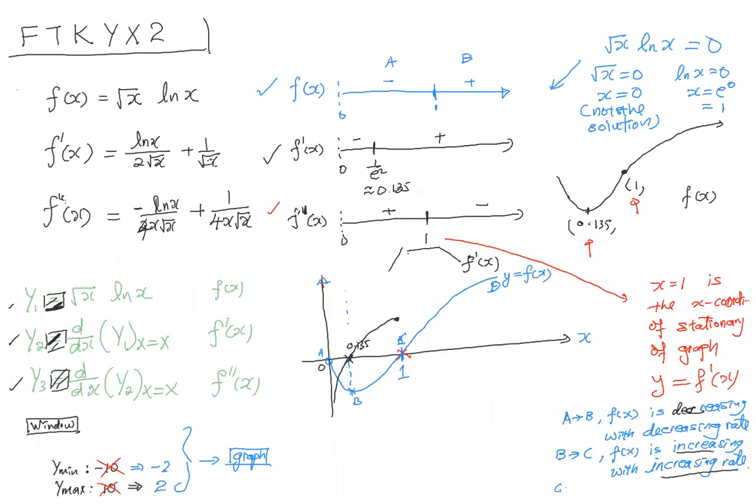After that, from C to D, fx is increasing with decreasing rate. That means it is positive and it approaches 0. It is positive but becomes less and less positive. So that's why the graph of f prime x starts to go down. Are you clear?